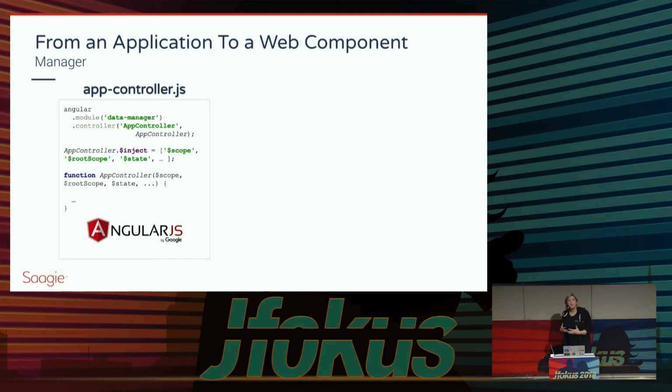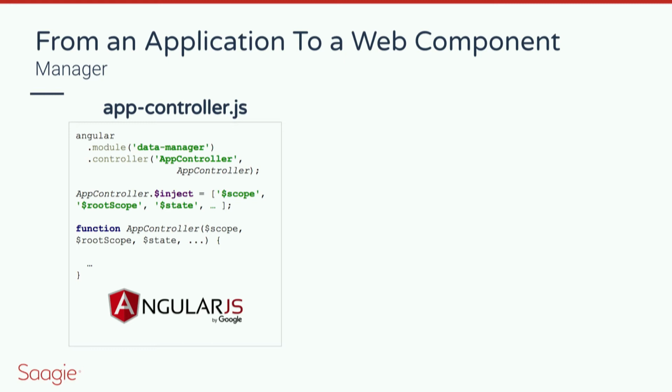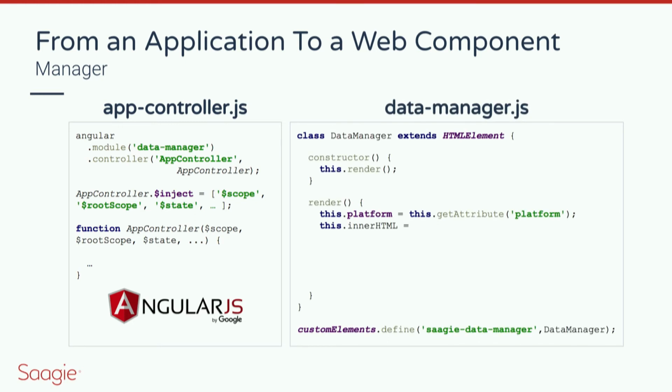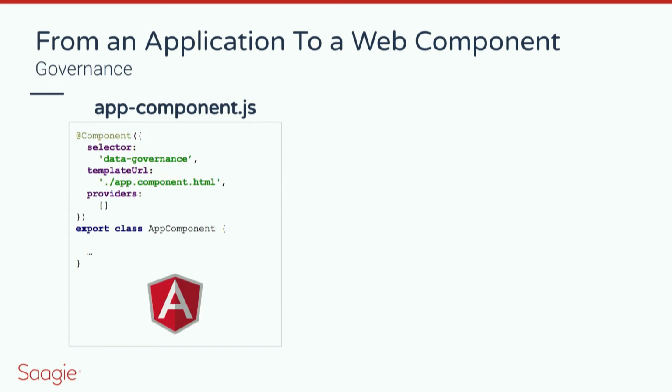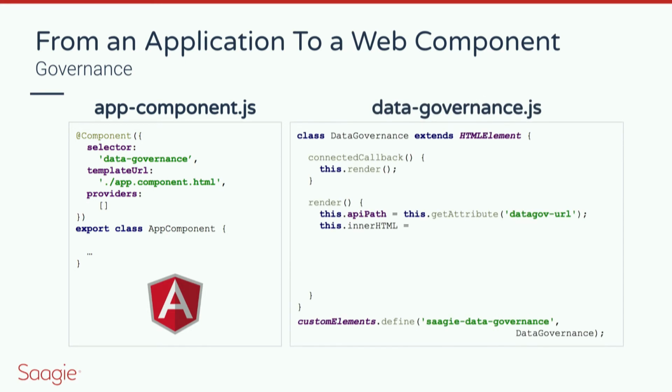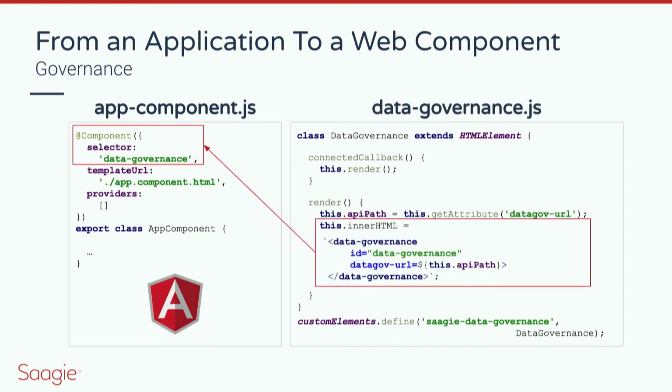So, how do you create a web component from an existing application? If we look at the manager application, the one written in AngularJS, we're going to create our component like we would do normally. And then in the render method, we're going to declare a div. And this div is going to have the ng-app and the ng-controller of our application as attributes. Here, for example, we need to pass parameters to subdirectives, so we also declare our subdirectives, and we're done. And that's even easier with an Angular application because you already have this strong component logic included. So in the data governance component, for example, we're just going to declare our top-level component. And that's all. We're done.